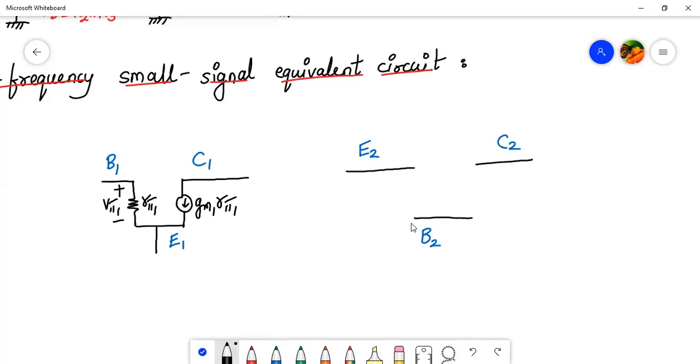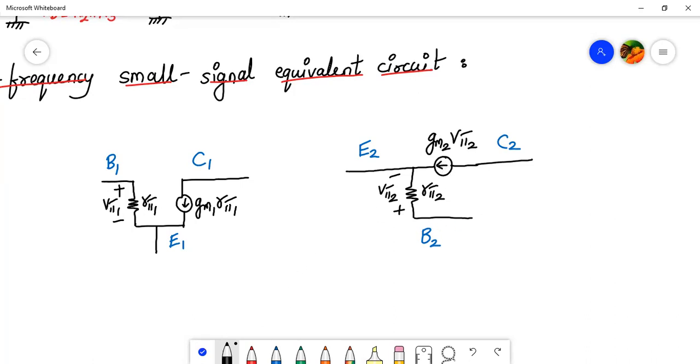Again, I repeat, between base and emitter, we will have R pi. We call it as R pi 2, but the voltage polarity will be reversed because it's starting from base towards emitter. So V pi 2. Collector and base are open circuited. And what is connected between collector and emitter? Collector and emitter, we have a current source. So here is the current source directed from collector to emitter. So this we can call it as GM2 into V pi 2, right? So yeah, these are the connections which we have made.